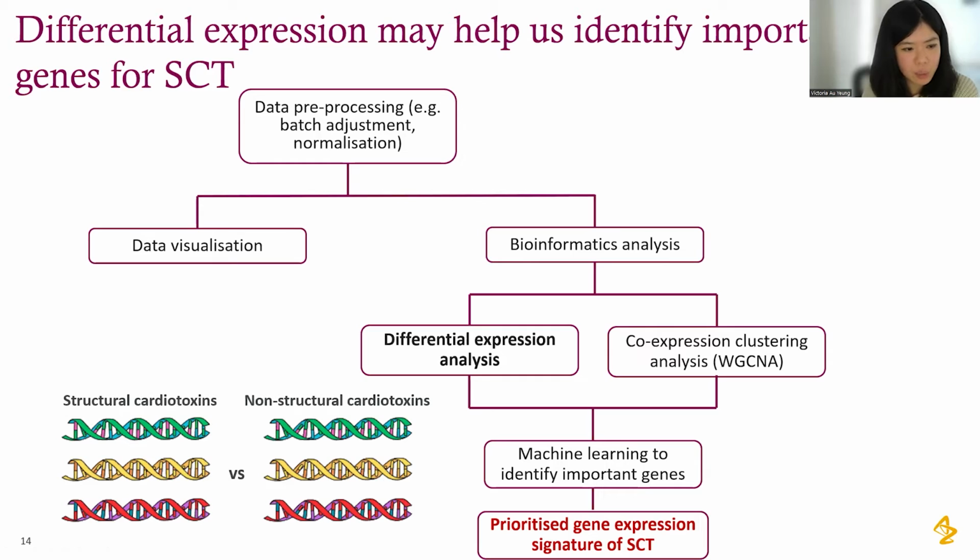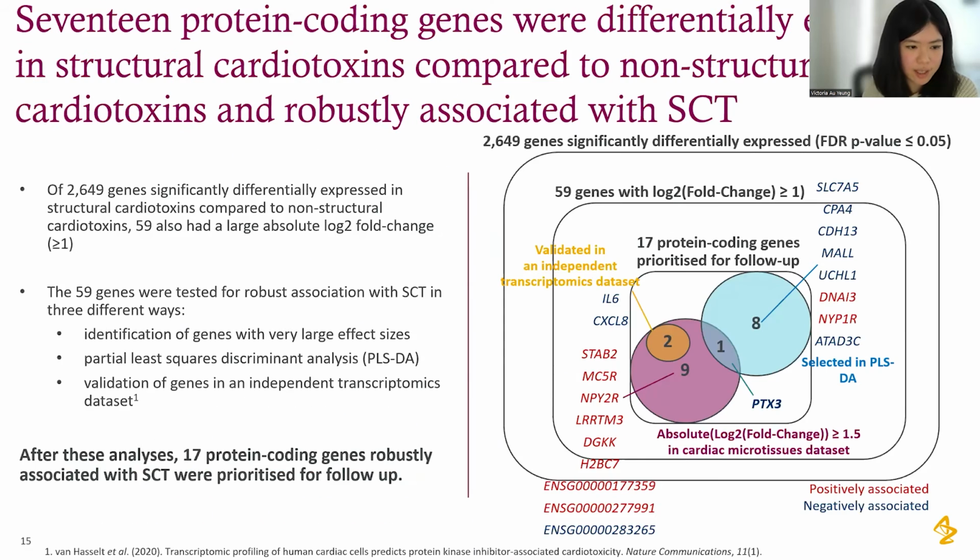So the question we're asking is essentially which of our genes are differentially expressed in structural cardiotoxins compared to non-structural cardiotoxins? And in our data set, we have 18,000 genes. So that's quite a lot of genes to be assessing. And maybe you wouldn't be surprised then to find that 2,600 of these are significantly differentially expressed at a false discovery rate adjusted p-value of less than 0.05.